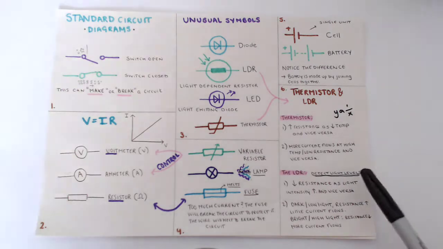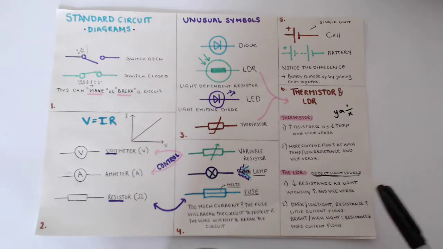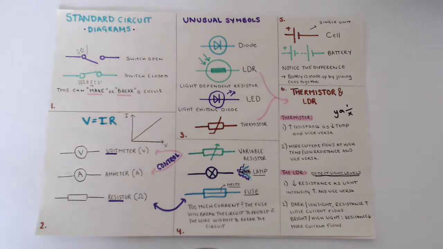Okay, so now we're going to move on to an LDR. An LDR stands for light dependent resistor, and this detects light levels, so it's pretty good for light sensitive devices to switch on and off depending on the light. And this is the same sort of proportionality here, where as resistance decreases, the light increases. So as resistance goes down, you'll have a higher level of light.